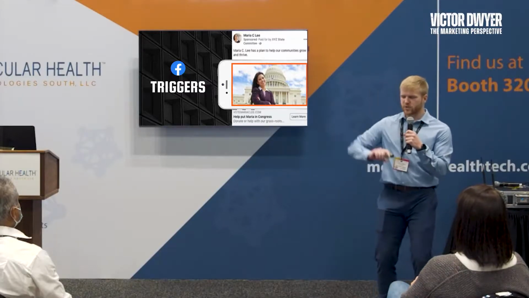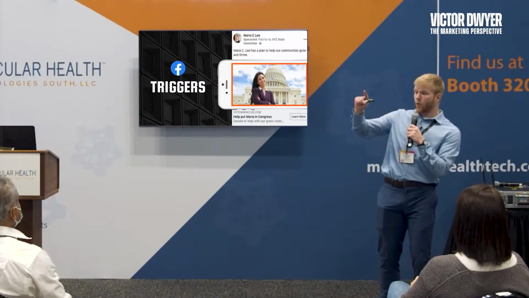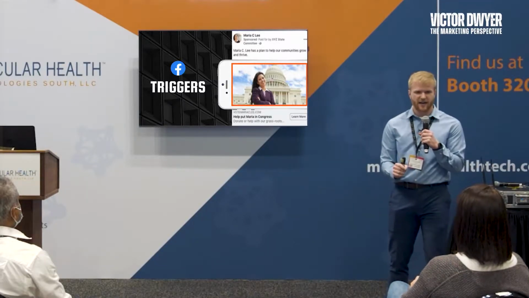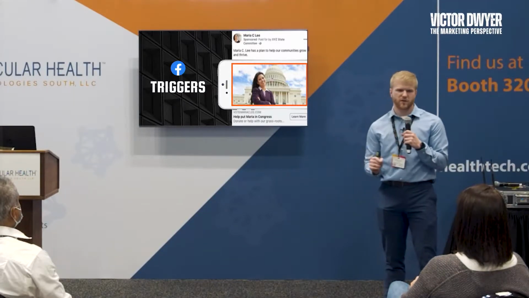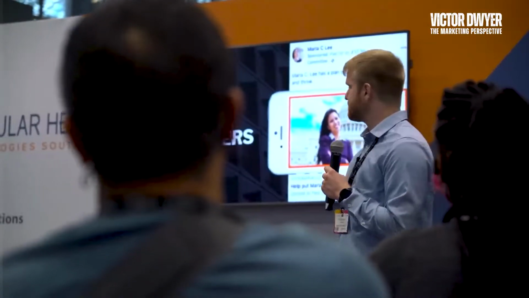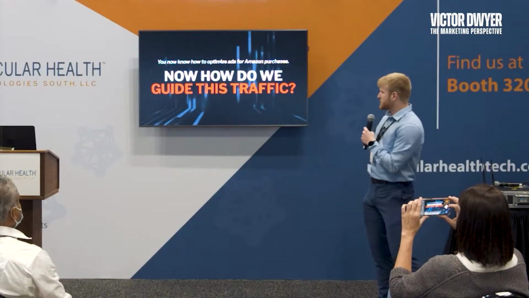So what we do is we scroll through our Facebook feed and I say, oh, I recognize that. That's the Capitol building. We stop and engage with the ad. It's all about setting up triggers within our Facebook ads to really make them stop and engage with that specific ad. So now you know how to optimize for Amazon purchases.